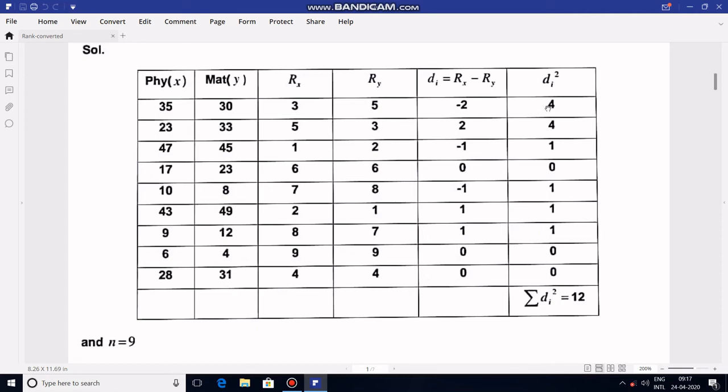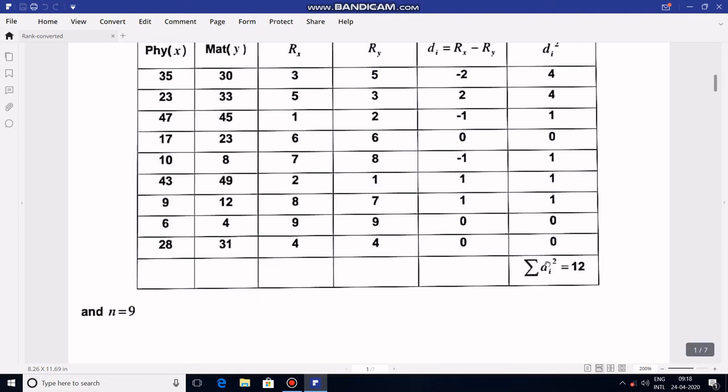Now let us compute the entries of D square with the help of D. By squaring this, we get the corresponding D square. Here D is minus 2. D square is minus 2 whole square, that is 4. Similarly, here also 2 square is 4. Minus 1 whole square is 1. 0 square is 0. Minus 1 whole square is 1. 1 square is 1. 1 square is 1. 0 square is 0. 0 square is 0.